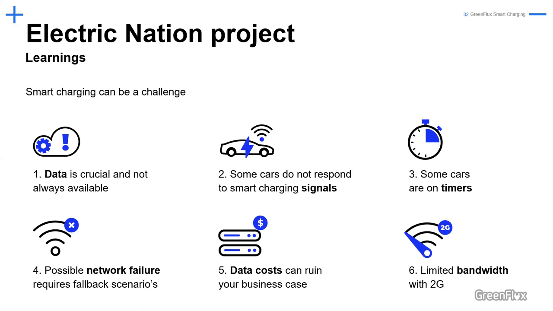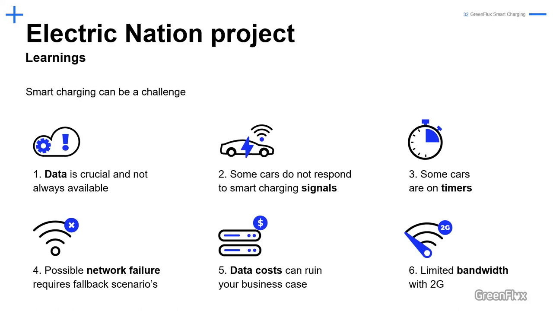And then some cars are on timers, which tricked us in the beginning, because we assumed, we allowed those cars to charge, but they were actually on a timer because they wanted to make use of the Economy 7 tariff. So we said, well, this car can charge. It isn't charging, so we'll assume it's full. And then we put it in a low priority. And when low tariff kicked in, we said, no, you cannot charge because you're already full. So this was also a learning that we had to take into account to solve for.